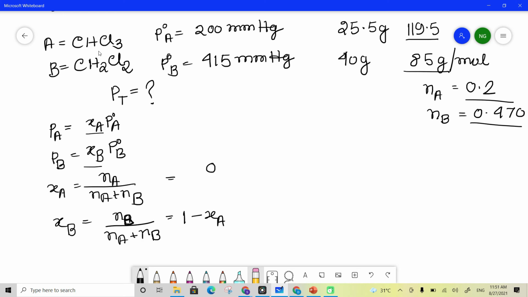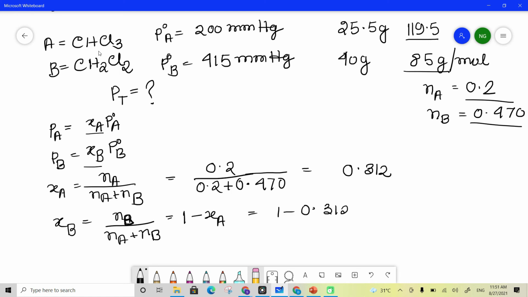So if we put this number 0.2 plus 0.470, then if we calculate it, we will get 0.312. And if we put 1 minus 0.312, then what will come? 0.688. So this is XA and this is XB we have got.